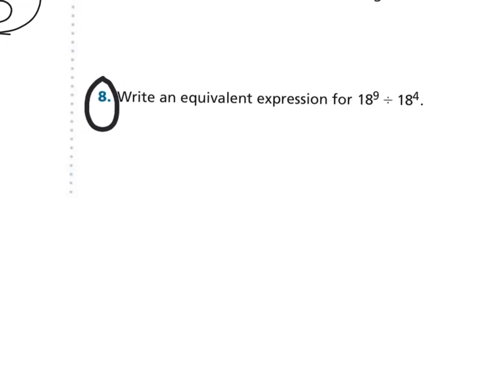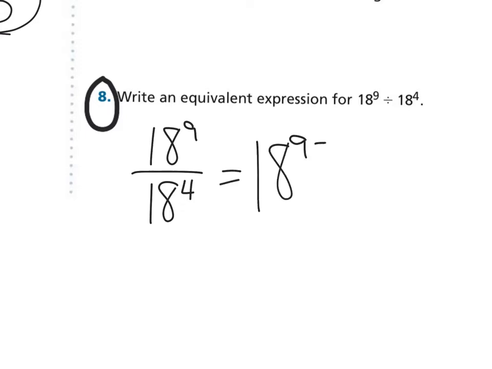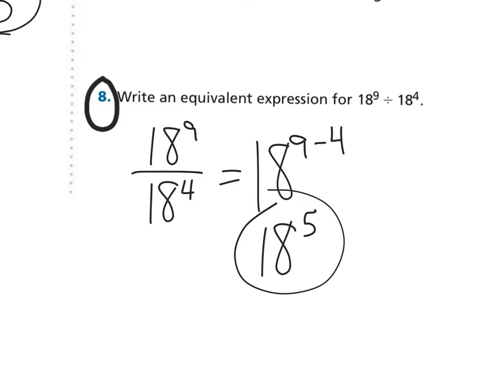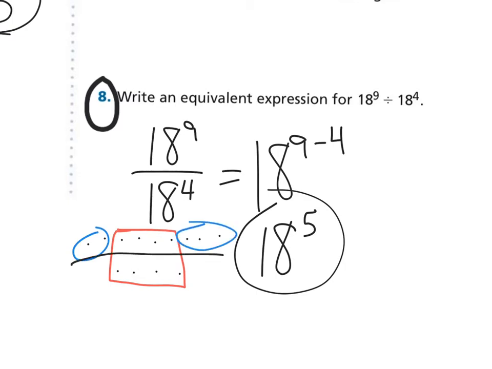And number 8, we've got a division problem. So if you want to rewrite it as a fraction, you can. And dividing, we can subtract the exponents. So if we do that, 9 minus 4 is 5. So 18 to the 5th power. Again, you can think about, we have 9 factors of 18 in the numerator, 4 in the denominator. So, 4 of those can get canceled out, and then that'll leave you with 5 factors of 18 in the numerator.